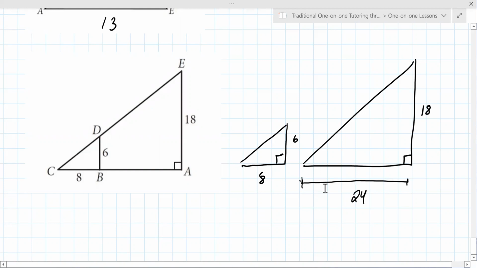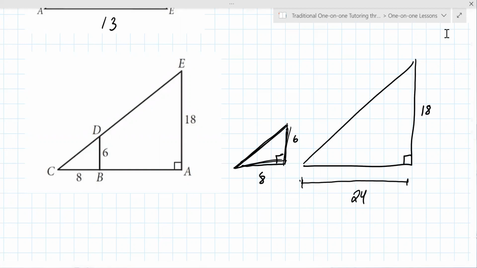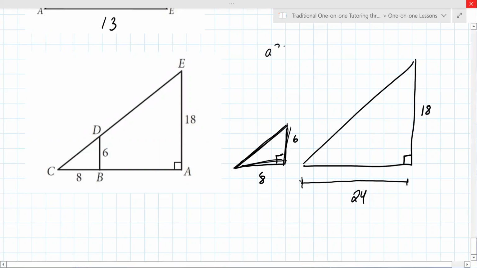Now the hypotenuses are not given. But what's the way that you find the hypotenuse from a right triangle if you know the legs? A squared plus B squared equals C squared? Yes. So you've got A and B. 6 squared plus 8 squared equals C squared. Can you calculate the value of C, the hypotenuse here? C squared is 100. Oh, C is 10.